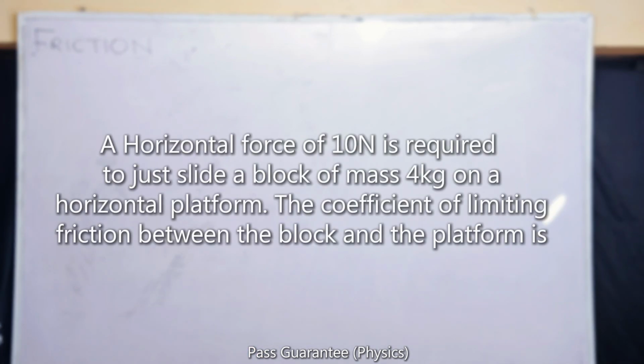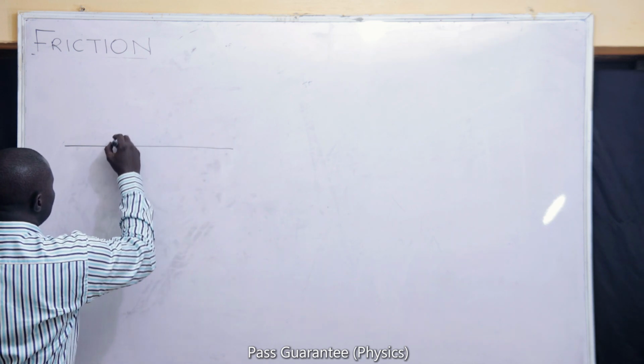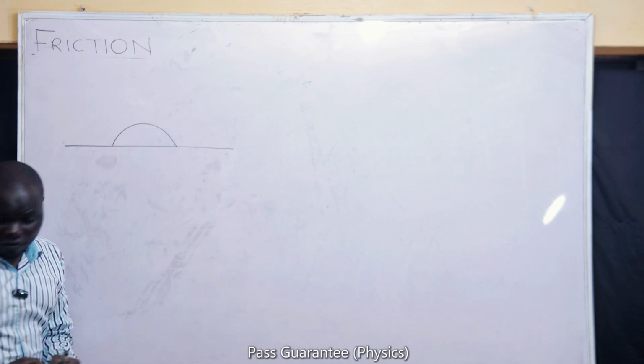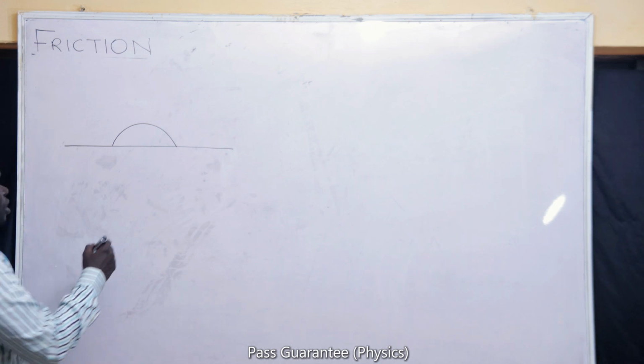A horizontal force of 10 Newton is required to just slide a block of mass 4 kg on a horizontal platform. The coefficient of limiting friction between the block and the platform is dash. Number one, know the surface on which you are working. It is a horizontal surface, a horizontal platform. On it, we have an object. We are told that the object has a mass of 4 kg.